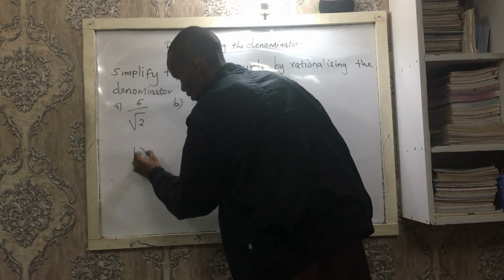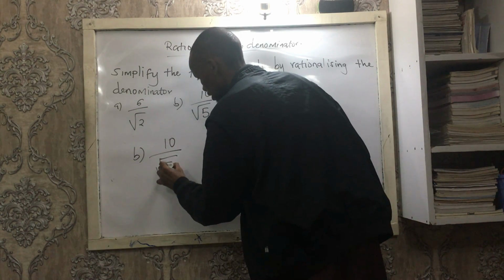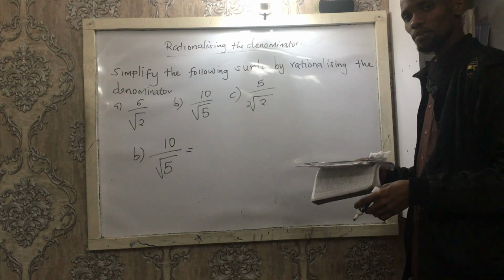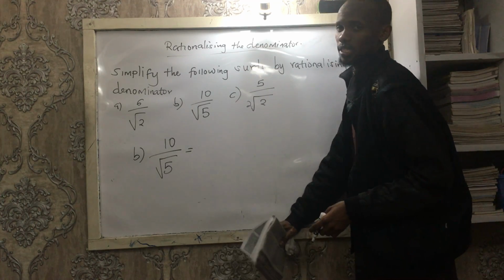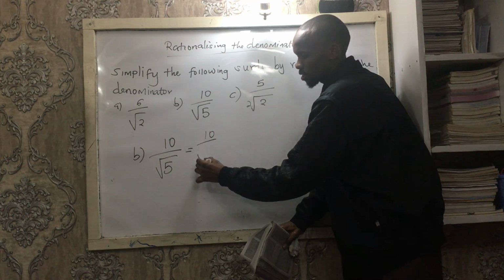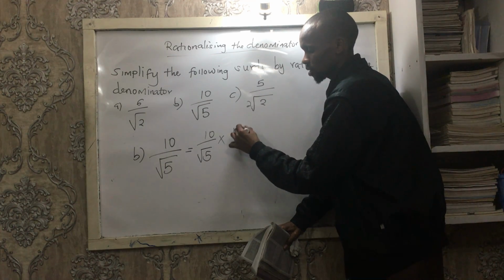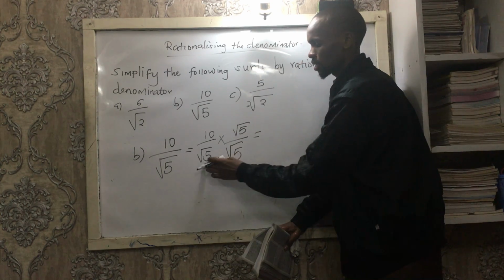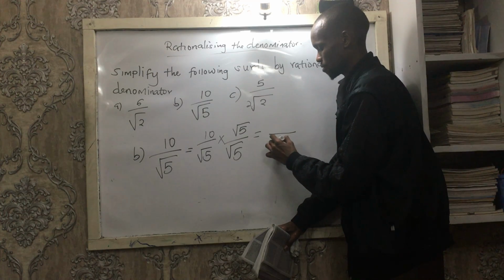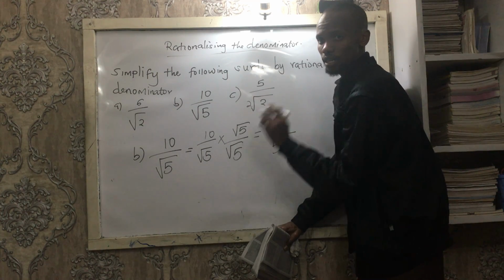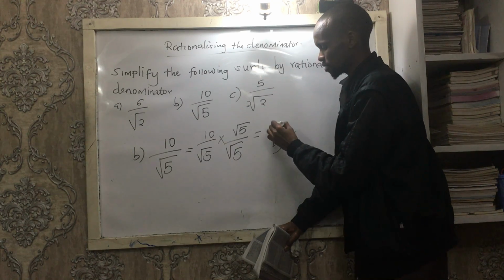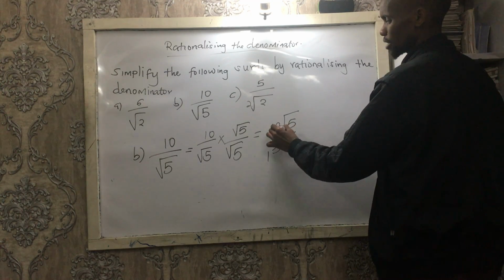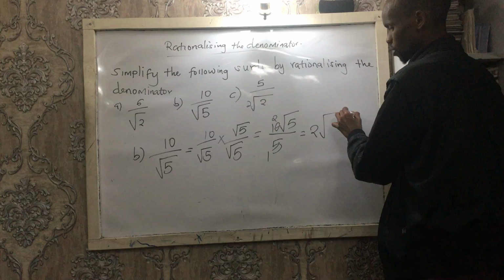Next one is this one, 10 over the root of 5. The same stuff again. We need to multiply by the denominator, so we have 10 over the root of 5 multiplied by the root of 5 over the root of 5. You remember our stuff? So this will be 5. Remember the formula. And then we have 10 root 5. We say 5 into 5 is 1, 5 into 10 is 2, so we have 2 root 5.